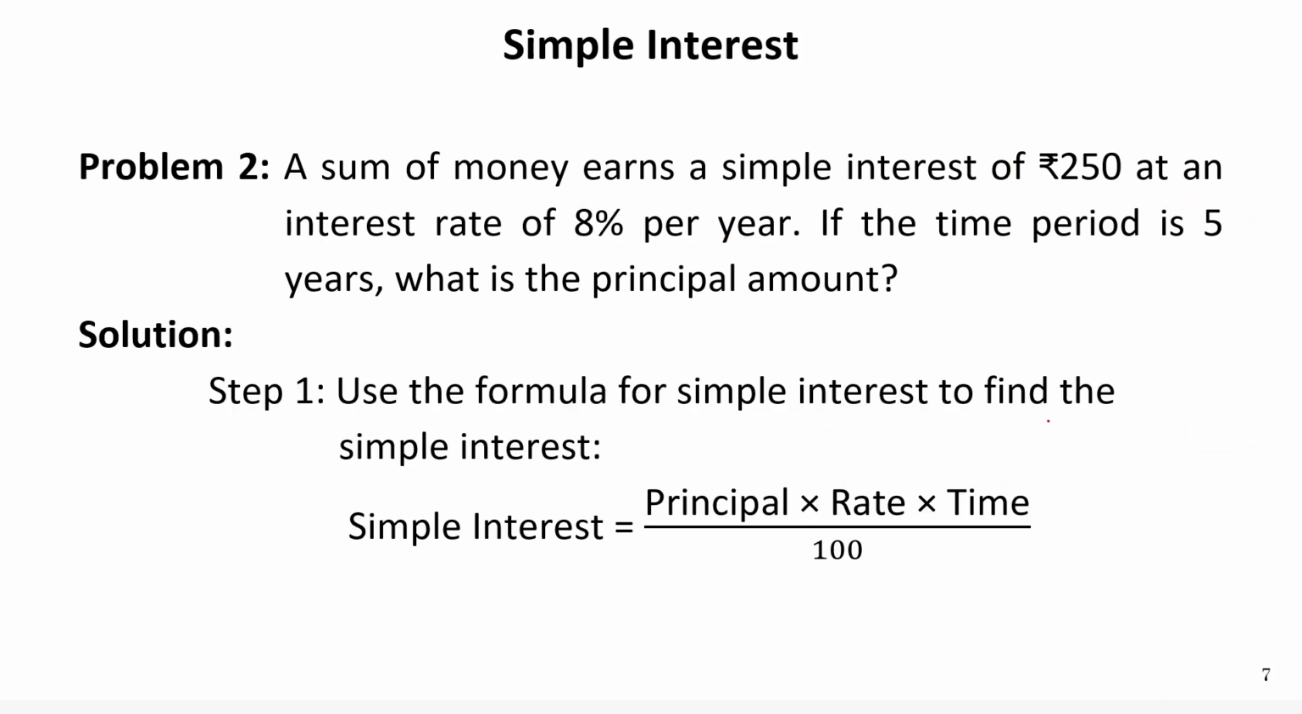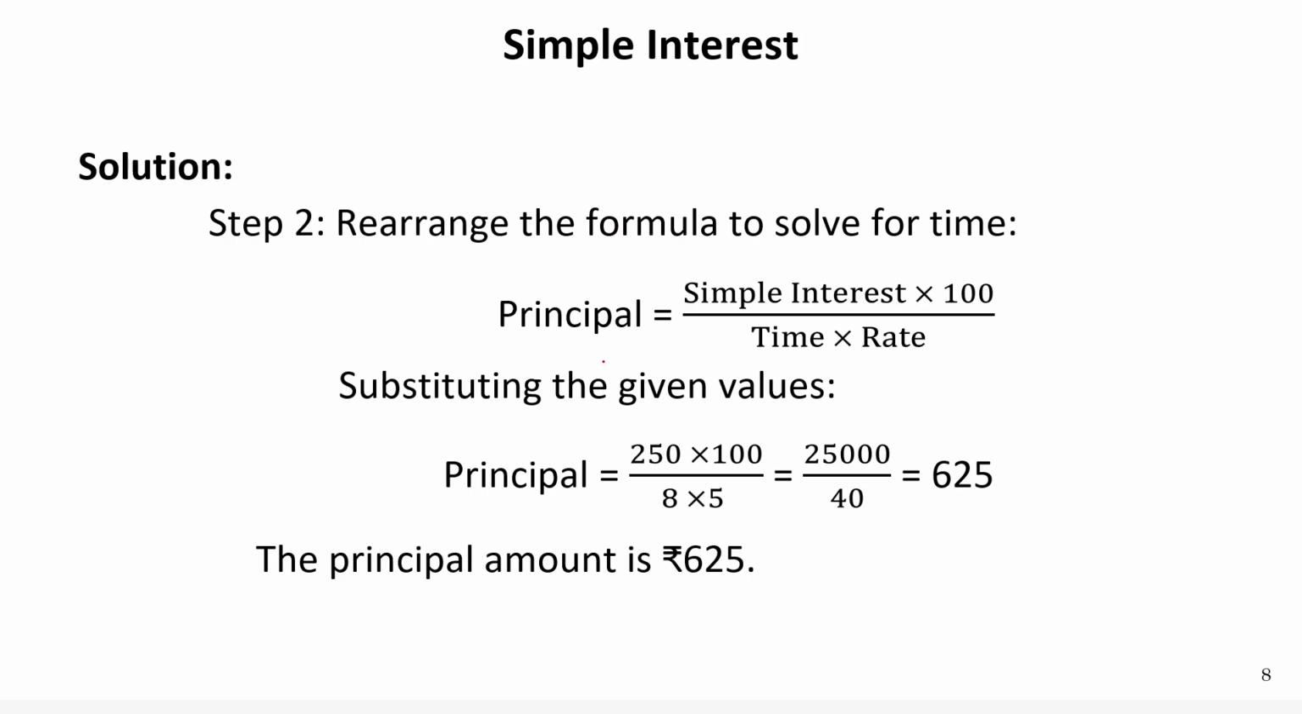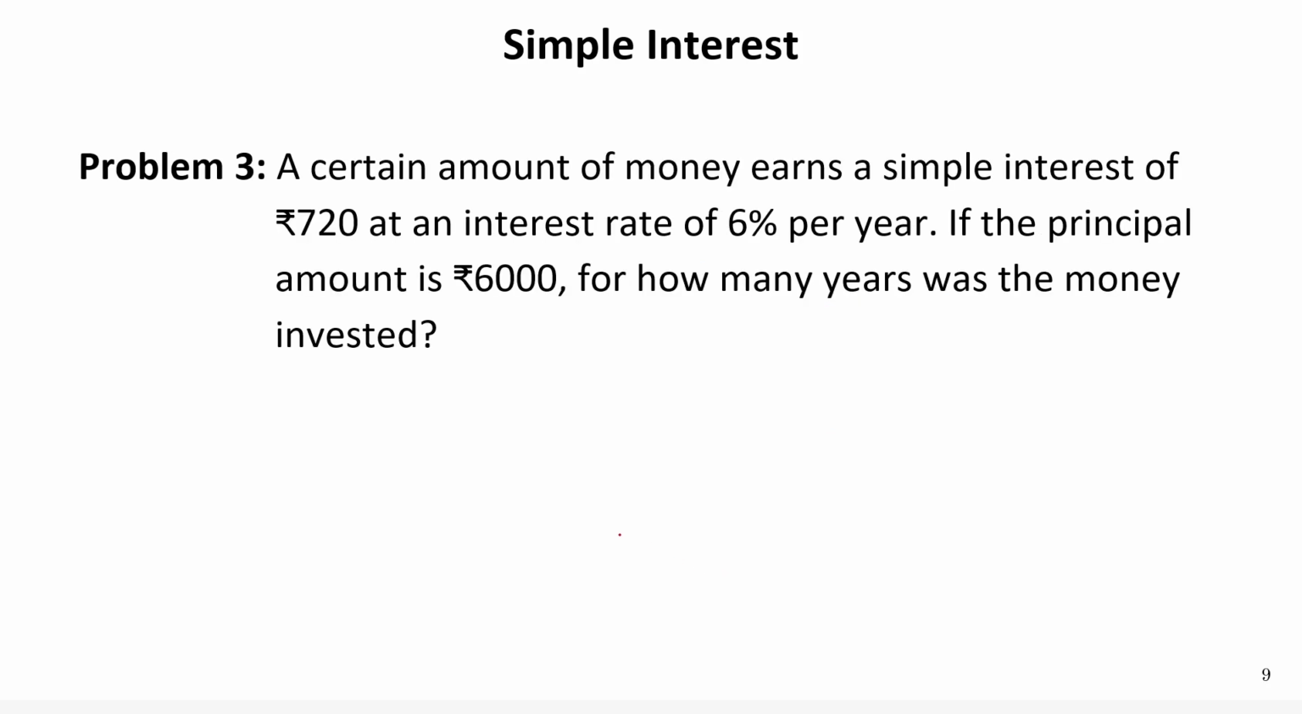So let's see. Simple interest is equal to principal into rate into time by 100. So principal is equal to simple interest into 100 by time into rate. If we take the principal to the LHS, because it is the unknown part, and all the known parts to the right hand side, we are left with this formula. Substituting all the given values, we get 250 into 100 by 8 into 5, which is nothing but 25,000 by 40, equal to 625 only. So the principal amount is 625.